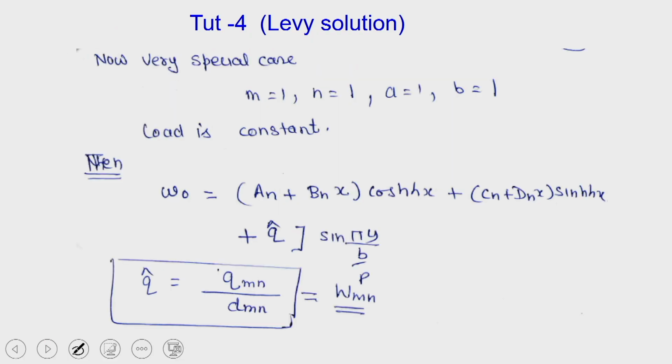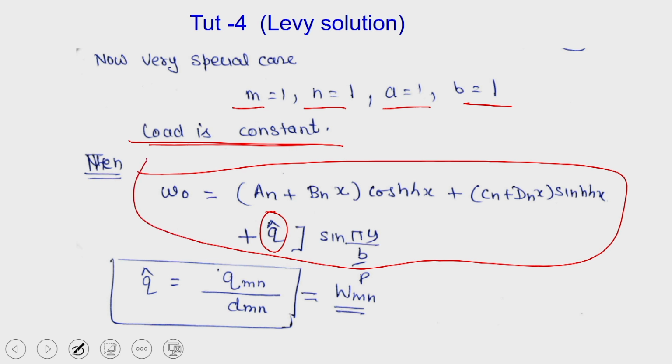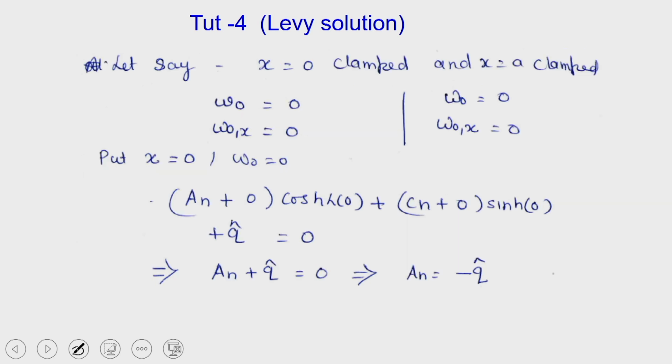Now I am talking about a very special case where m is 1, n is 1, a is 1, b is 1 and the load is constant. In that case, let us say Q is Q hat, not sine, not cos, nothing, and the solution can be represented like this. Again Qmn is written as Wmn of p. So let us say x equal to 0 is clamped and x equal to a is also clamped, that both of the edges are clamped.